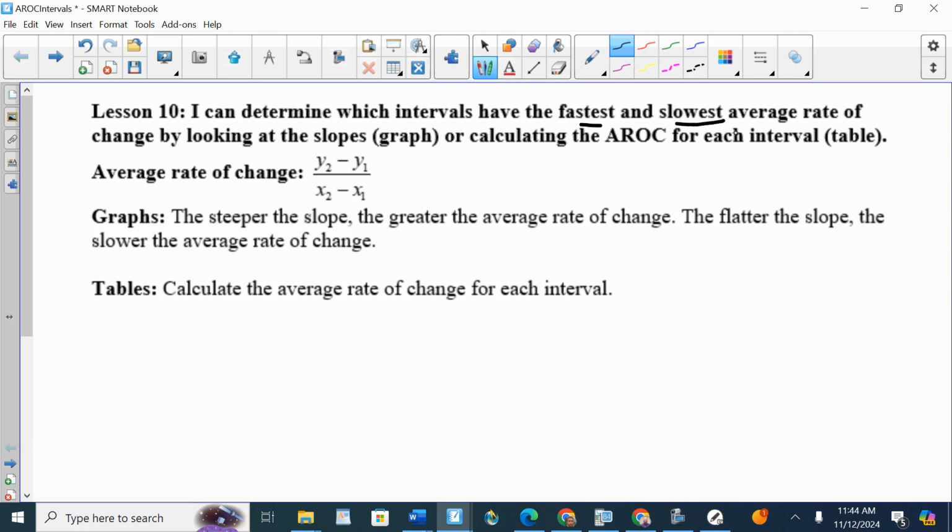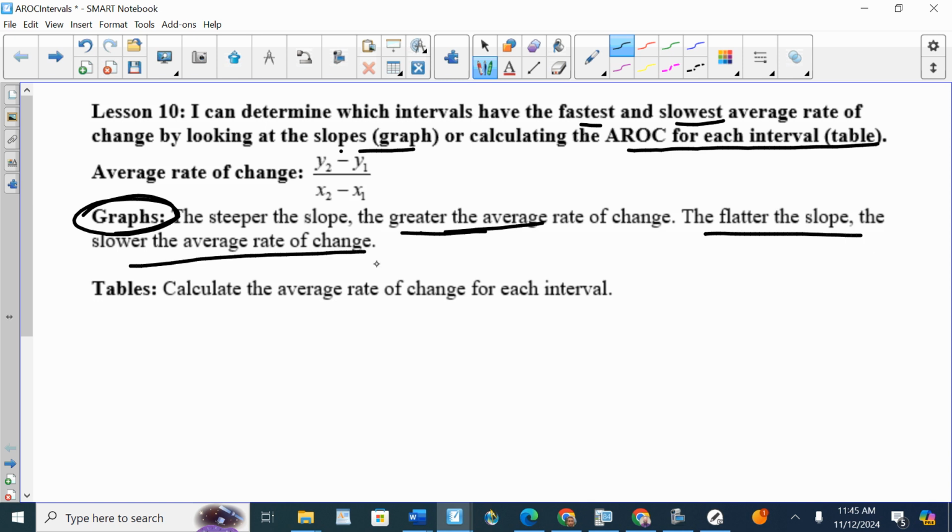Today I can determine which intervals have the fastest and slowest average rate of change by looking at the slopes if I'm given a graph, or calculating the average rate of change for each interval if I'm given a table. So there's really two types of questions within this question. If they give you graphs, if you can tell which segment is steepest, that one has the greatest average rate of change. The steeper the slope, the greater the average rate of change. The flatter the slope, the slower the average rate of change.